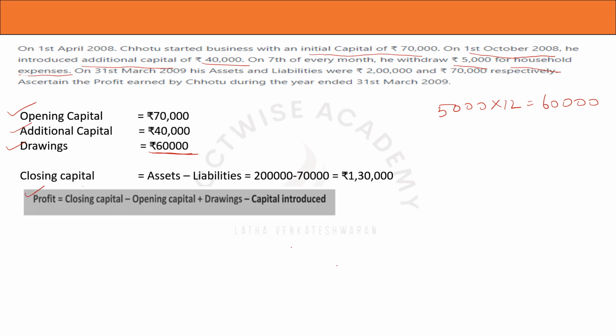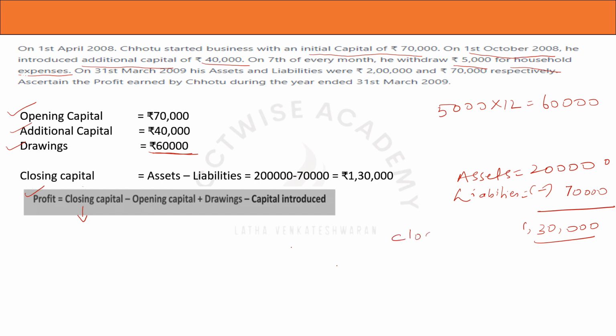We have to find profit, right? For that, what is missing? The missing part is the closing capital. We know the assets are 2 lakhs and liabilities are 70,000. When we deduct assets minus liabilities, we get 1,30,000. So this becomes our closing capital. Closing capital is assets minus liabilities: 2 lakhs minus 70,000 is 1,30,000.